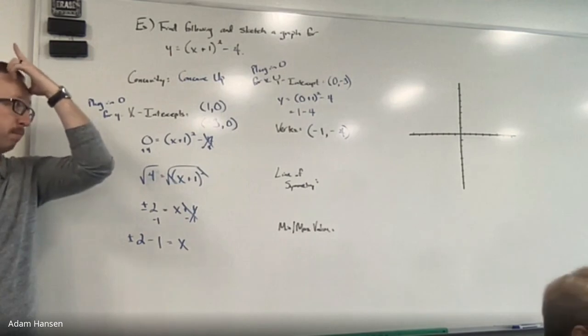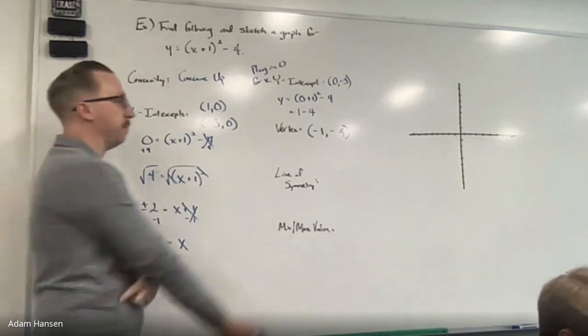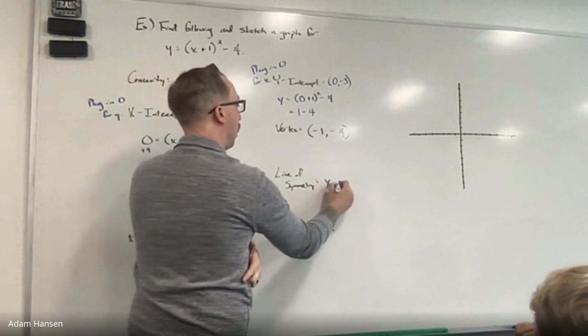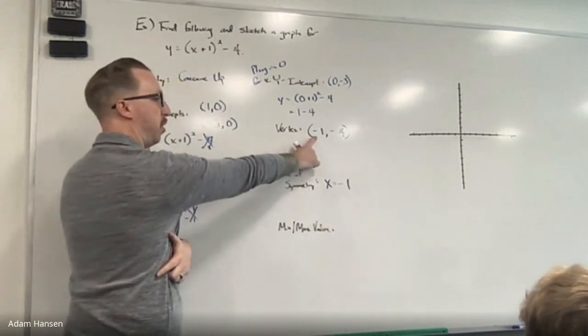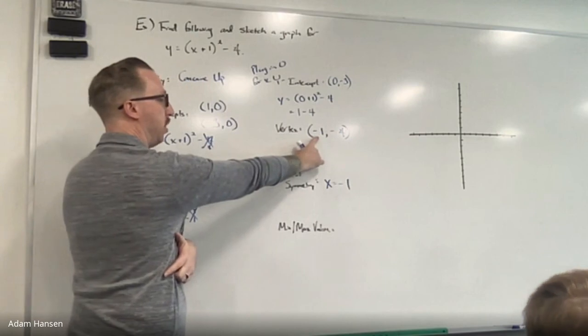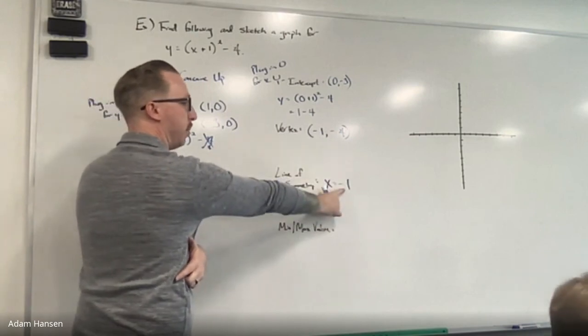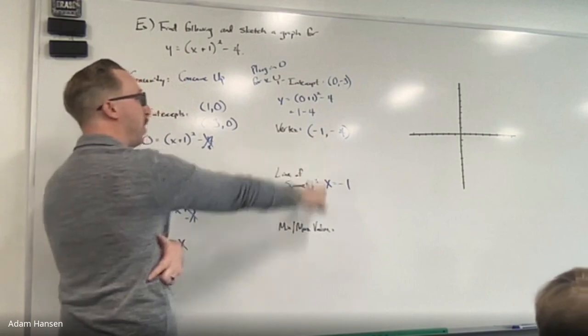Practice on the wall. What's the line of symmetry? X equals. It's just got to go through the vertex point, Trevor. Whatever the x coordinate is here, just bring it down to repeat for your line of symmetry. Because the line of symmetry has to pass through the middle point of our vertex.